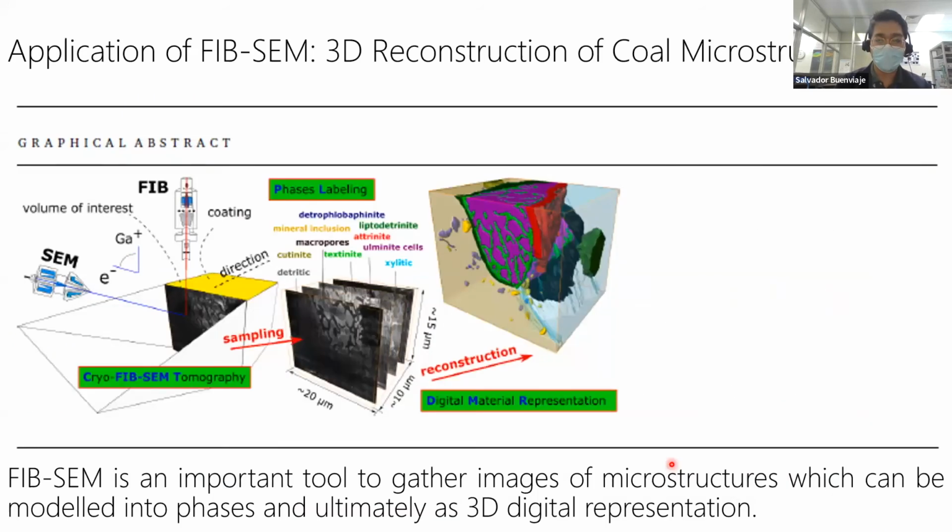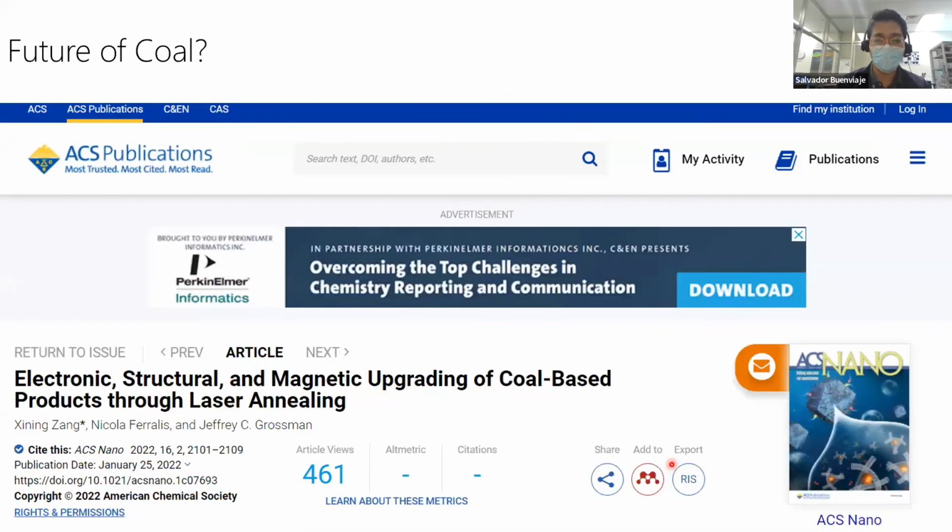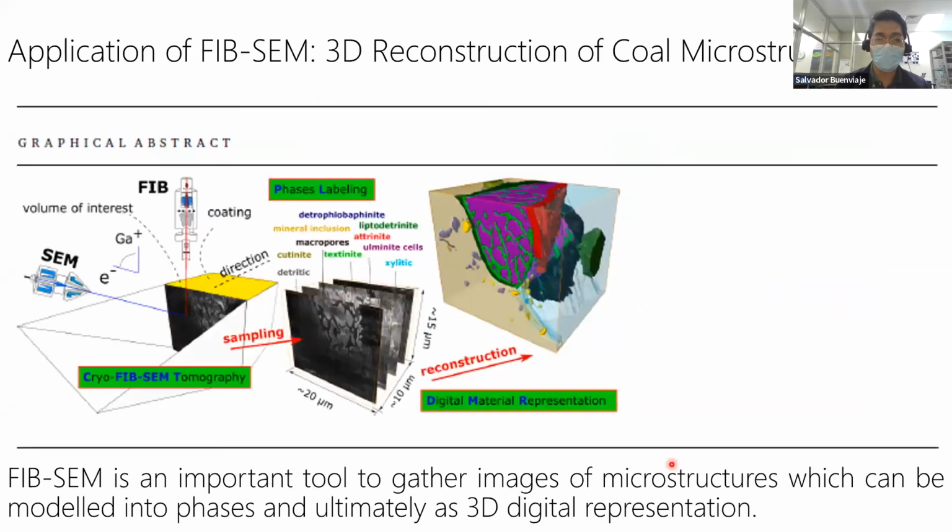What piqued my interest is how you can use FIB to deal with coal. The important aspect is that to be able to make use of coal, aside from its function as an energy source, it's important to analyze the microstructure. That could be a starting point to explore other possibilities of using coal aside from as an energy source. FIBSEM is a great tool to do this.